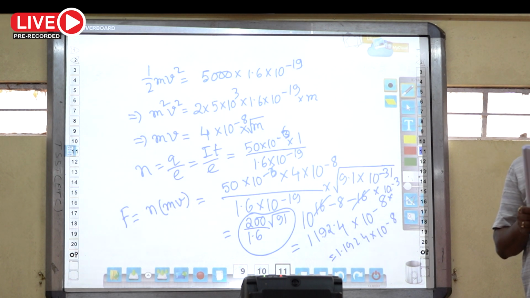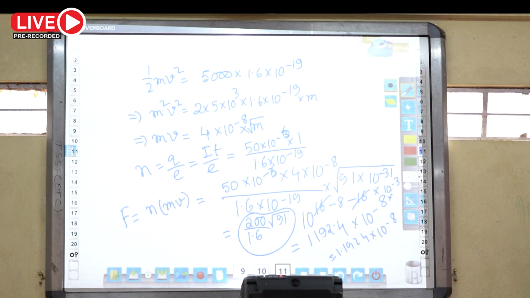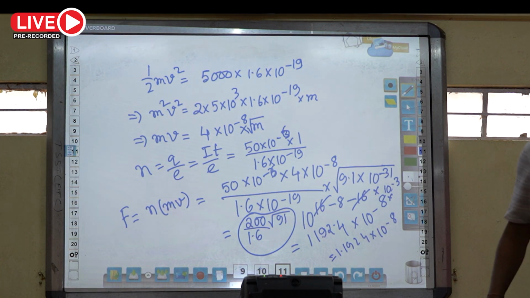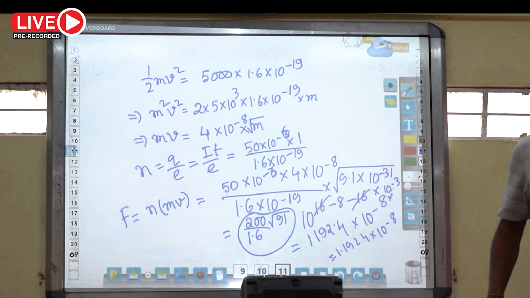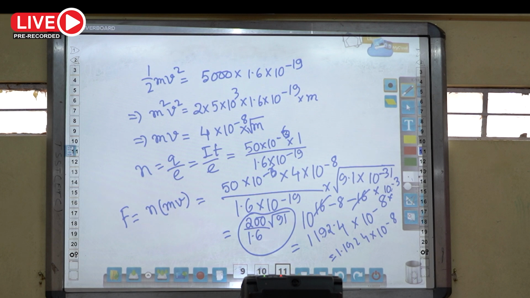Question number 88. In the Bohr model of the hydrogen atom, which of the following statements is correct? The radius of the nth orbit is proportional to n squared, that is correct. The total energy of the electron in the nth orbit is inversely proportional to n. It is incorrect, it is inversely proportional to n squared. Next one.